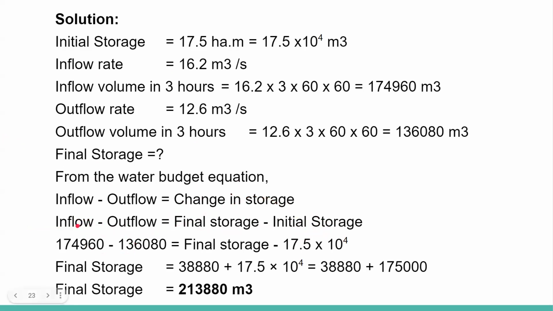These terms in the water budget equation: inflow minus outflow, which we have calculated here. The inflow volume minus the outflow volume will give us the final storage minus the initial storage. Regrouping the numbers into LHS and RHS, we get the final storage as 213,880 meter cube.